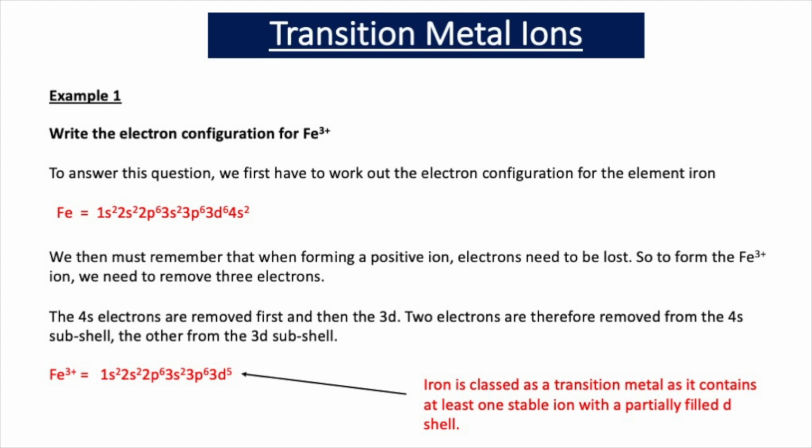So if it's got either 1, 2, 3, 4, 5, 6, 7, 8 or 9 electrons in its D shell, it is classed as a partially filled D shell. Now you can see it's got 5 here, so it's classed as a partially filled D shell. So iron 3 plus is an iron with a partially filled D shell. It's a stable ion. So the metal iron is classed as a transition metal.